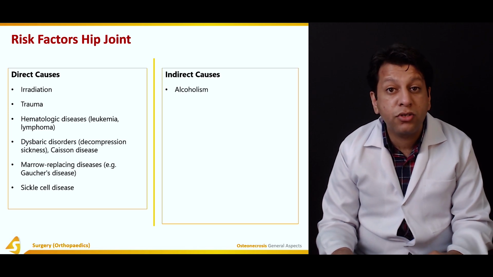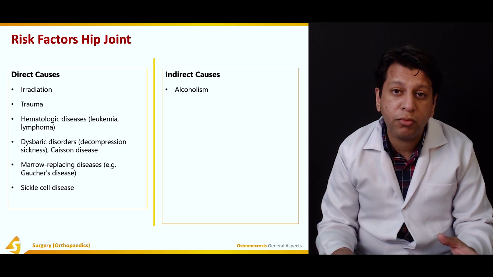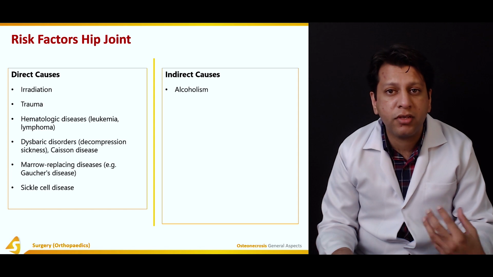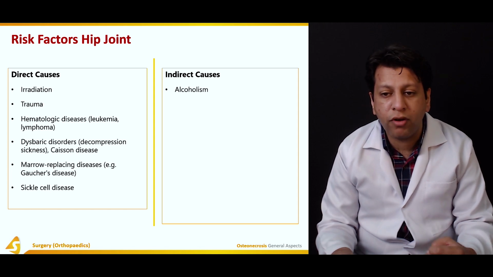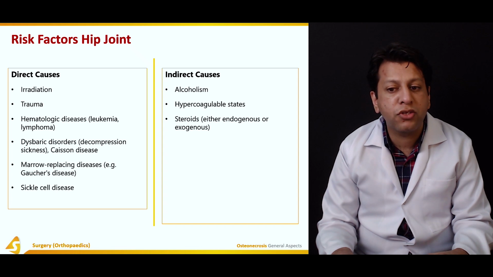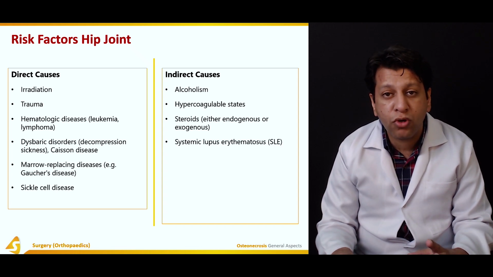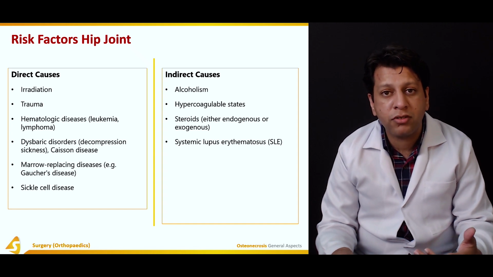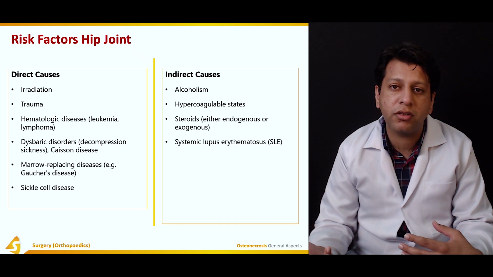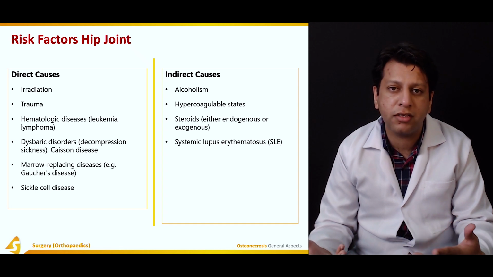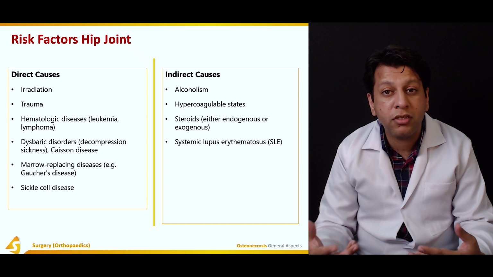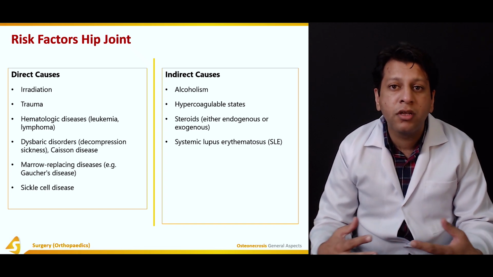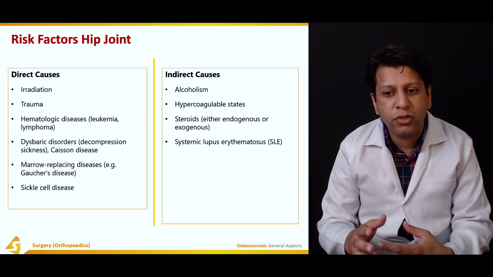Other indirect causes include alcoholism. Alcoholism can lead to peroxidative stress, because multiple free radicals are formed in the body, resulting in bone infarction. Hypercoagulable states, and steroids, which are the most common exogenous cause, especially because steroids are readily used for treatment of arthritis and other diseases. Patients who are on DMARDs and other drugs can present with AVN of the hip post steroids.